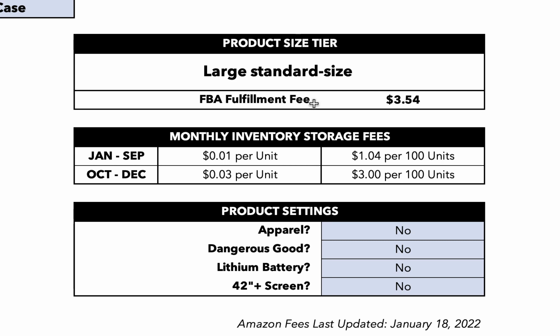I've just entered in 4 numbers, and already it's told me my size tier and my fulfillment fee. Now, if this was your product, you'll notice that this has probably gone up because, as I mentioned, as of the 18th of January, these fees are now more expensive.